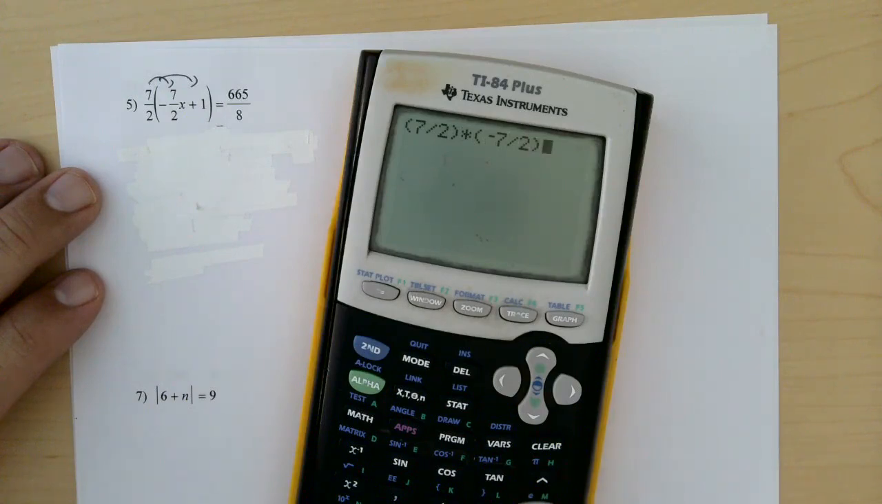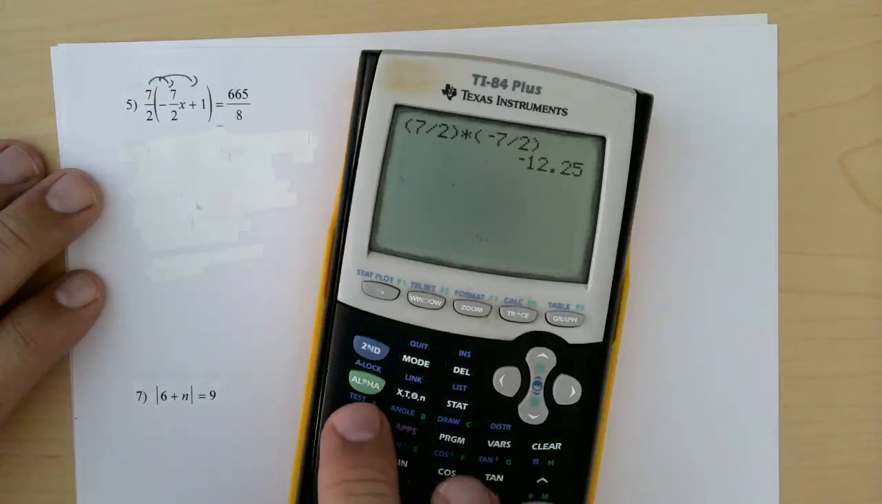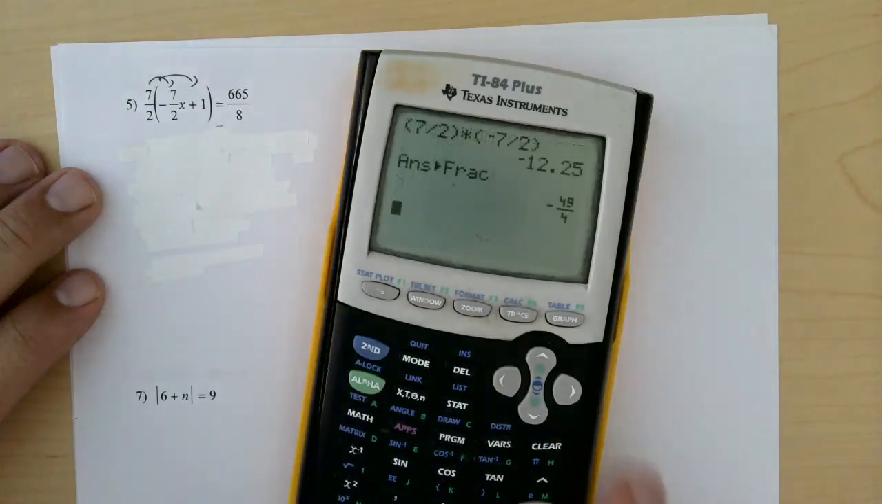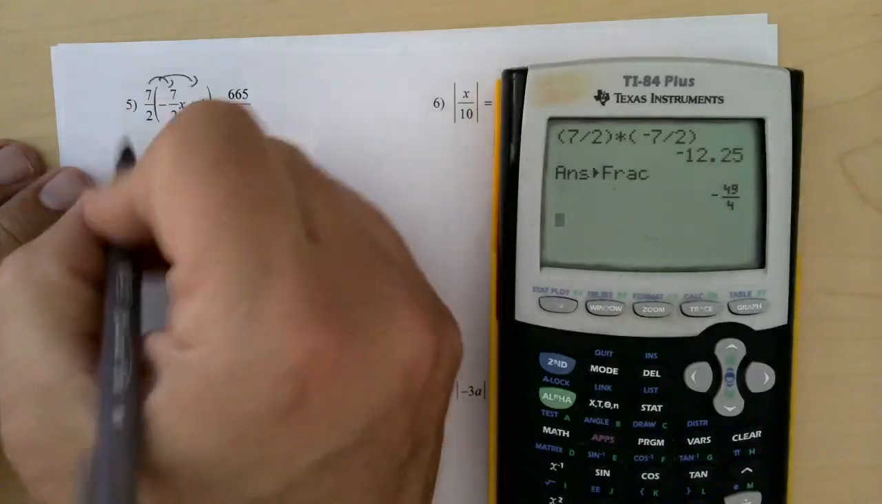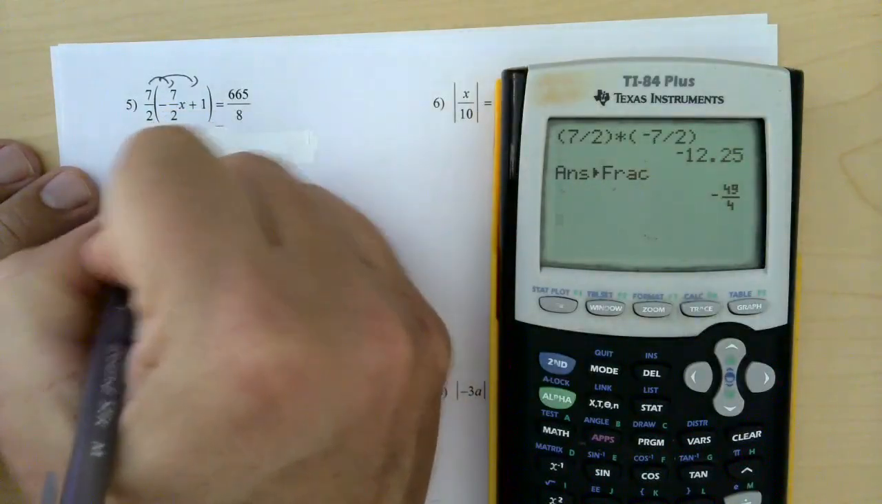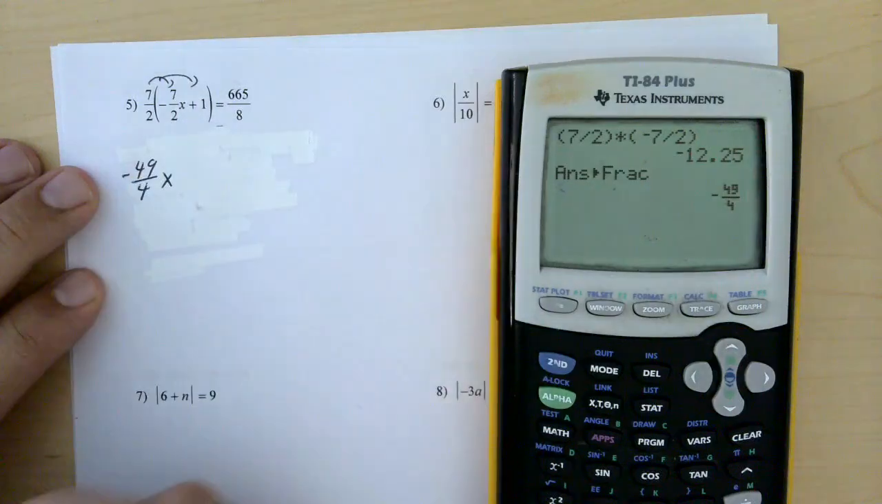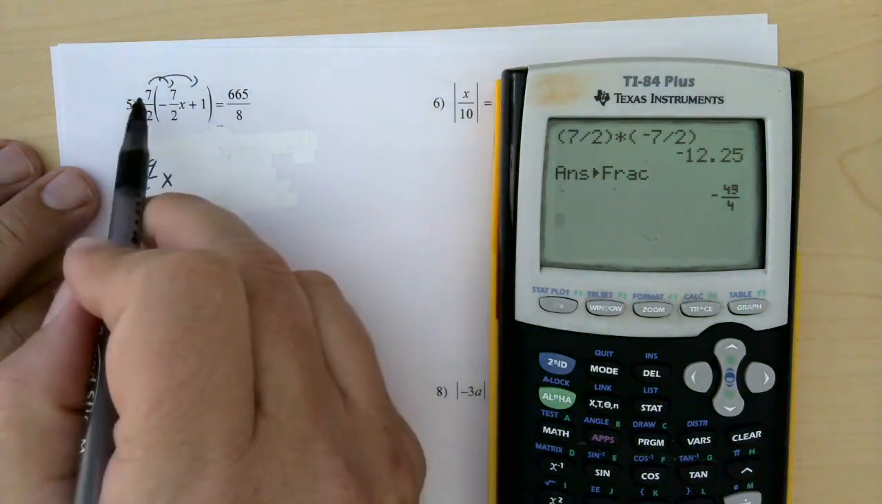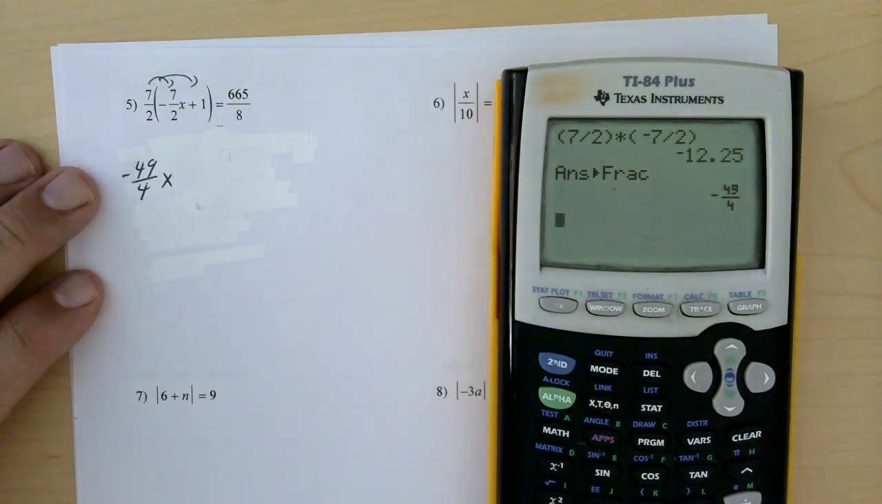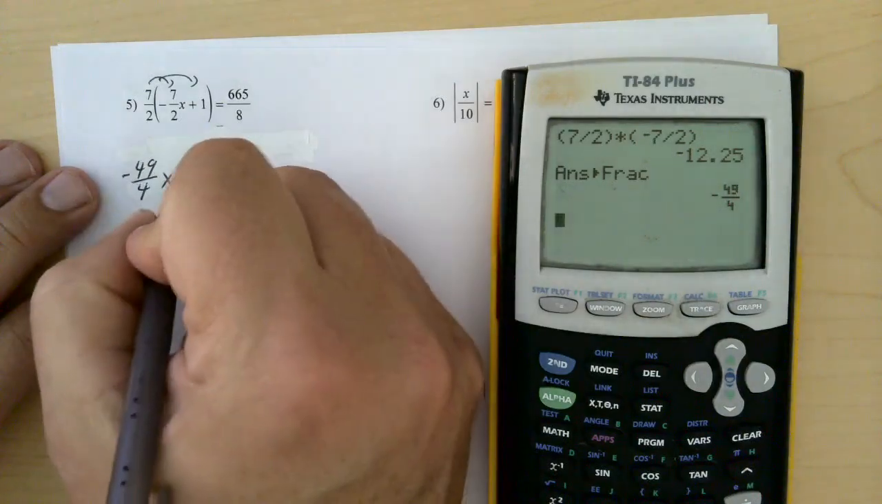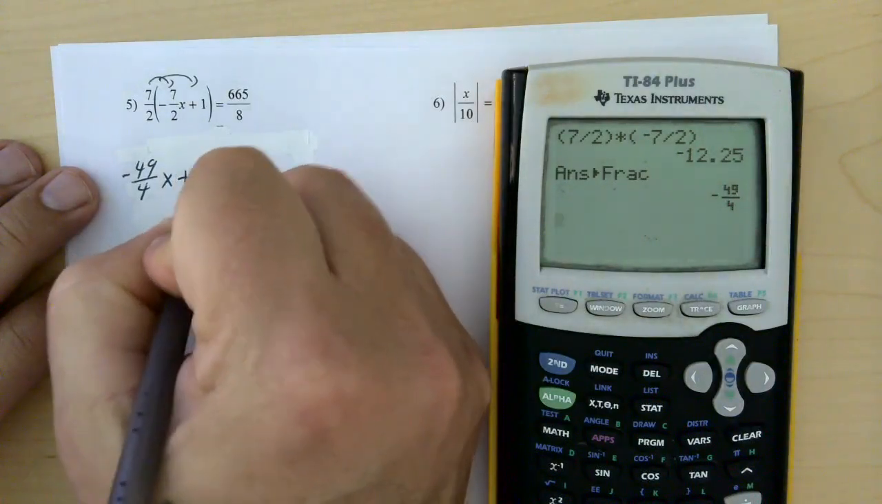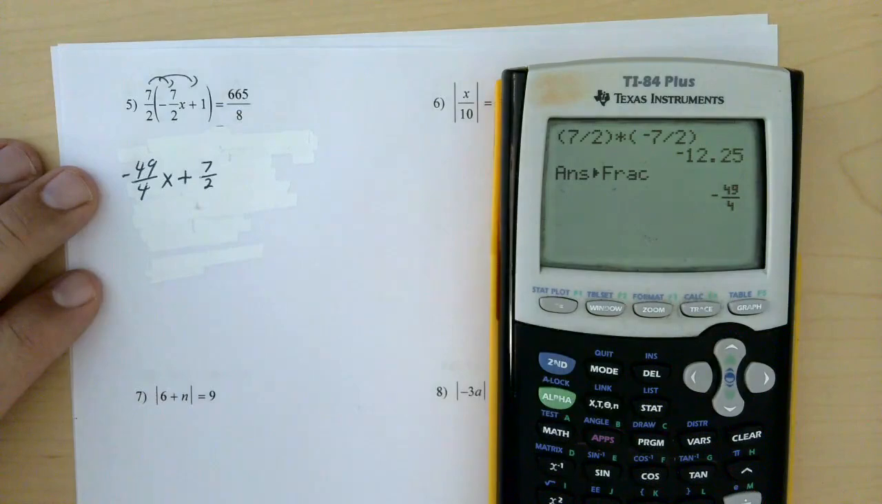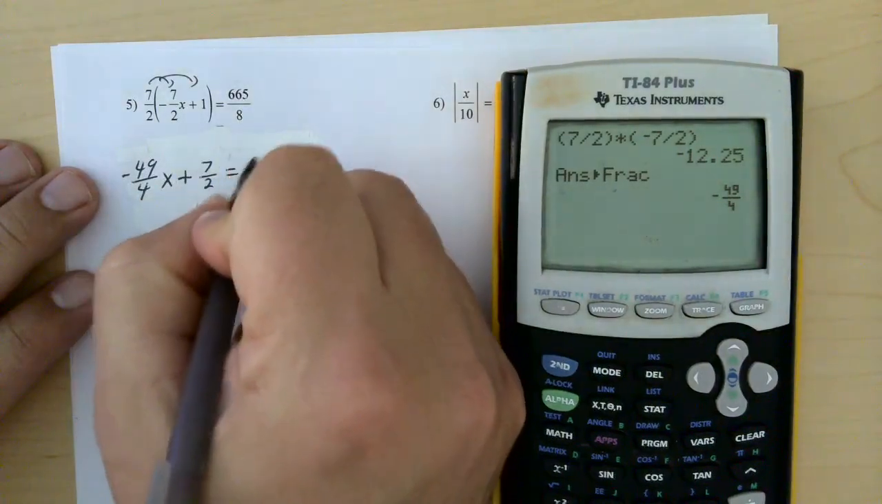Okay? So when you hit enter, it's going to give you a decimal, but if I hit the math button and enter, I'm going to see it's -49/4 x. Okay? So back in elementary, you multiply the top, multiply the bottom. Okay? But a calculator can do that for us. And then I'm going to have a plus 7/2. Somehow I wrote a minus 7/2, and that threw everything off.